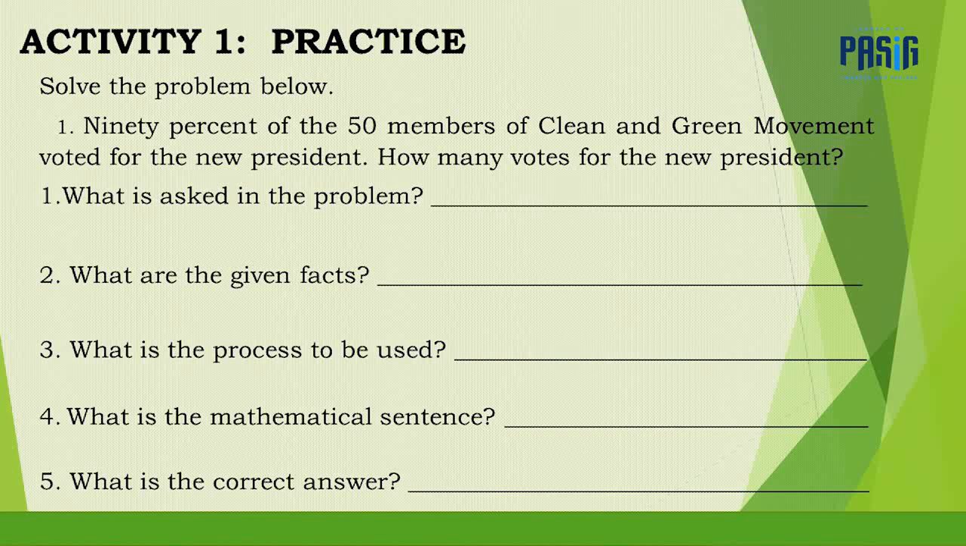Activity 1. Practice. Solve the problem below. 90% of the 50 members of Clean and Green movement voted for the new president. How many votes for the new president? I'm giving you 5 seconds to locate the answer in the following questions.